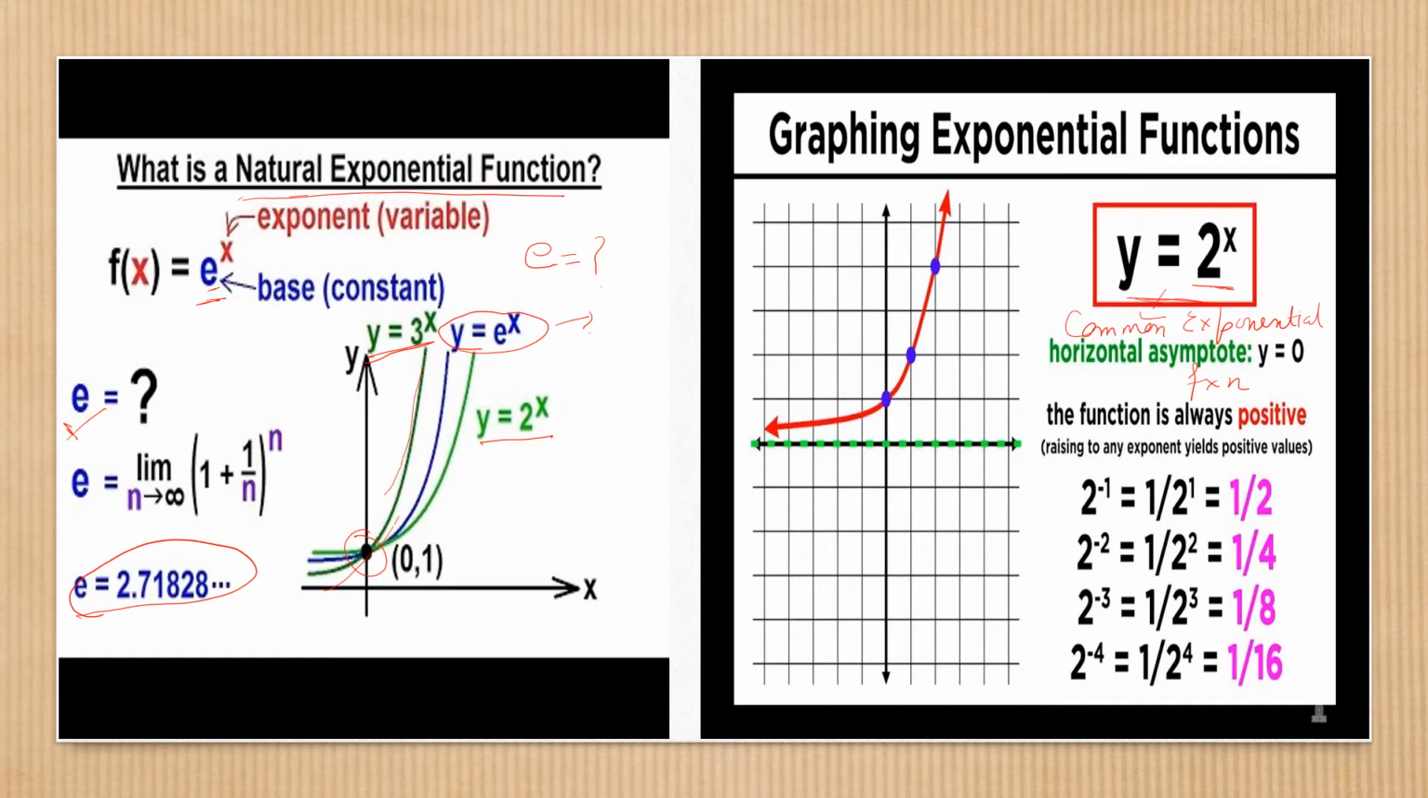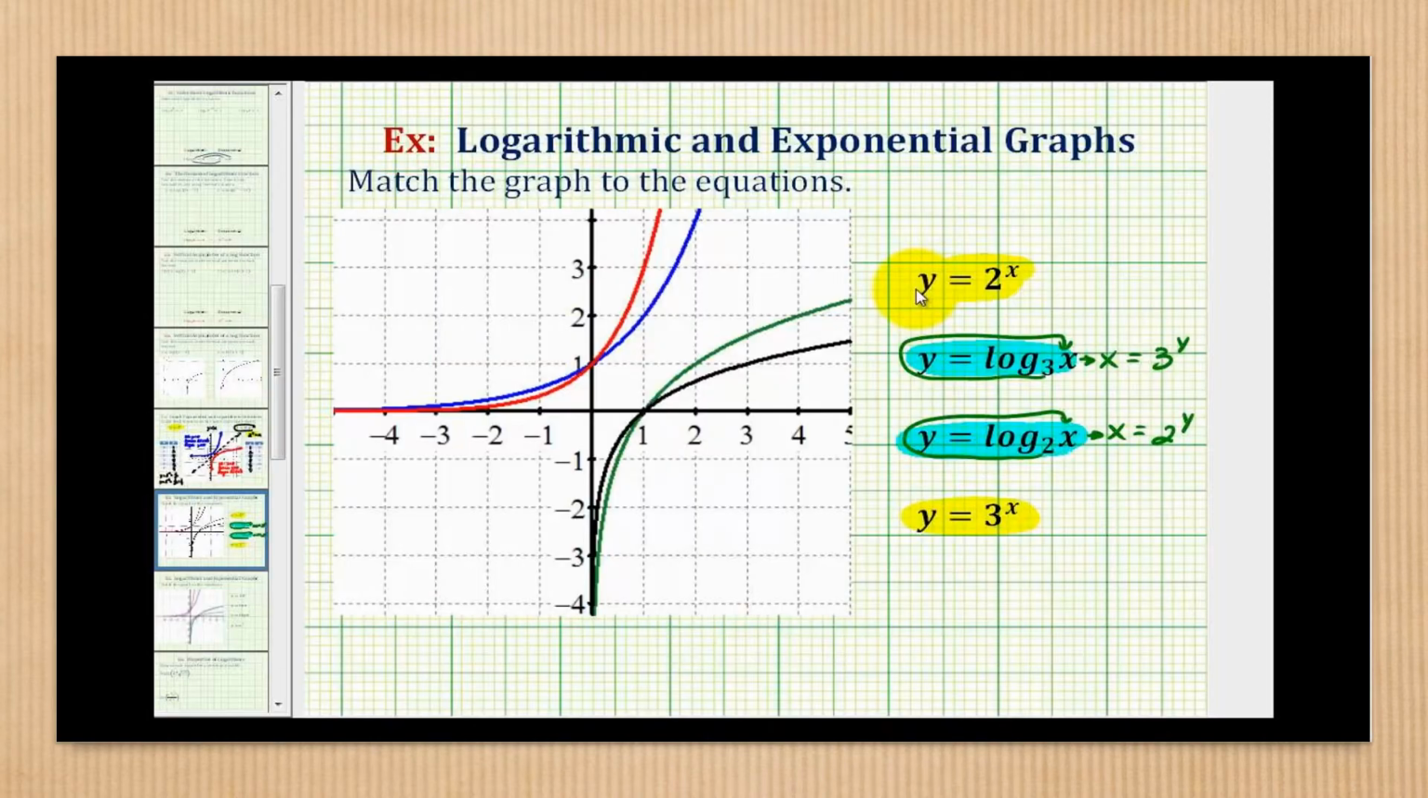Similarly, what we can observe here is, if we need to plot 2 raised to power -1, it can be plotted as 1 by 2. For 2 raised to power -2, it can be plotted as 1 by 4, 2 raised to power -3 as 1 by 8, and similarly 2 raised to power -4 as 1 by 16.